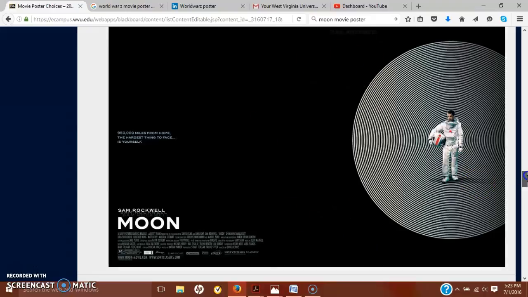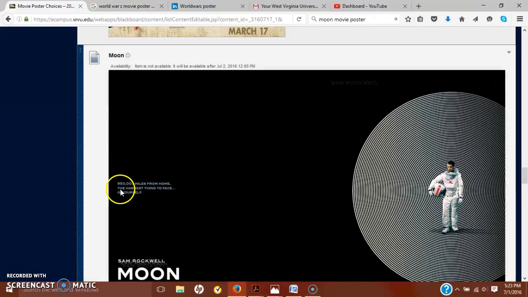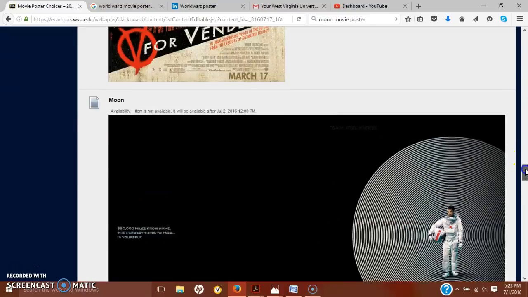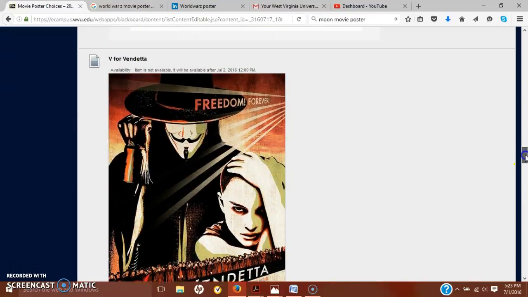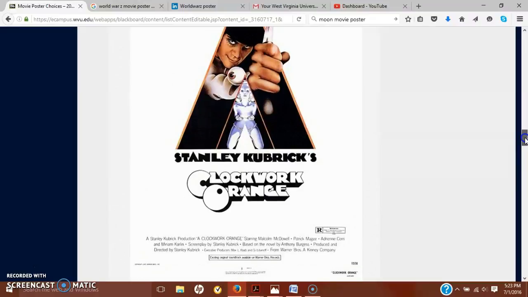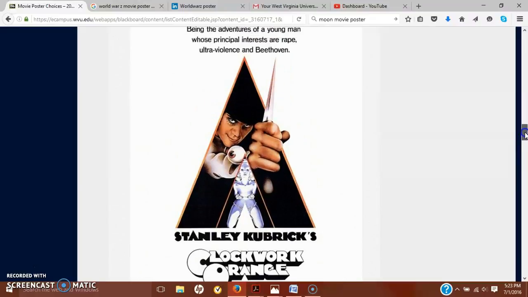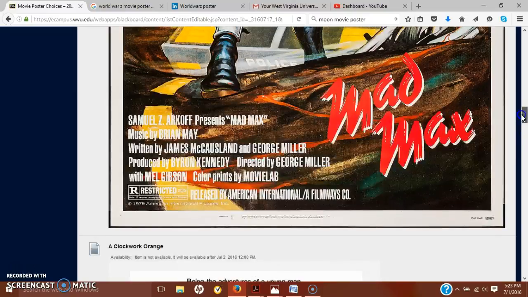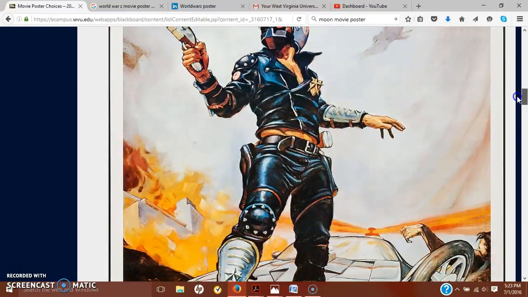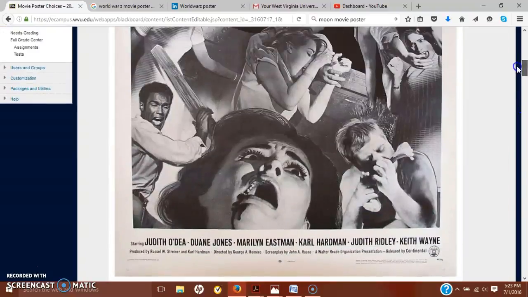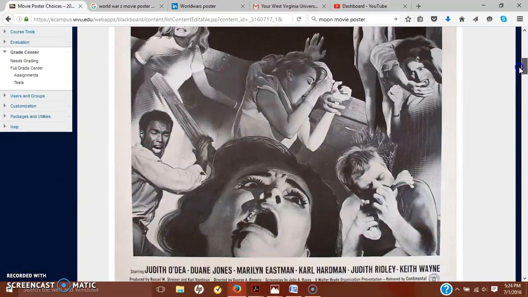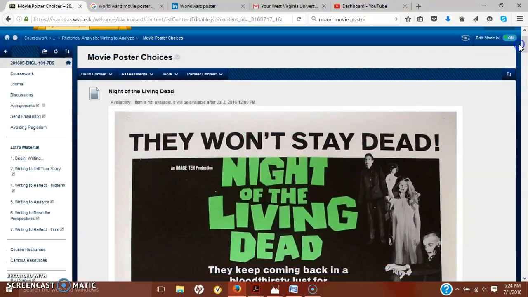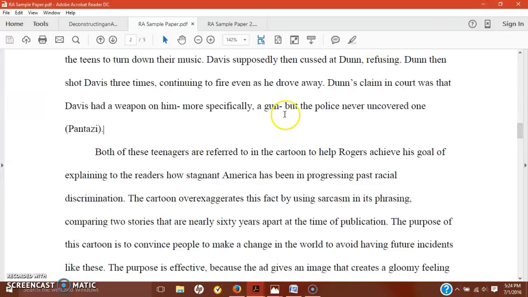Moon is a movie about isolation, and as you can see here, and also his space around him. V for Vendetta is very similar to the Hunger Games in terms of 99 and 1%. Clockwork Orange is just an experience, and I highly recommend you watch it if you have not already, but be prepared, it is completely inappropriate. And Mad Max, this is obviously not the reboot, but the original. And then Night of the Living Dead, so zombie narratives and what those all have to talk about. So, okay, back to the sample paper.